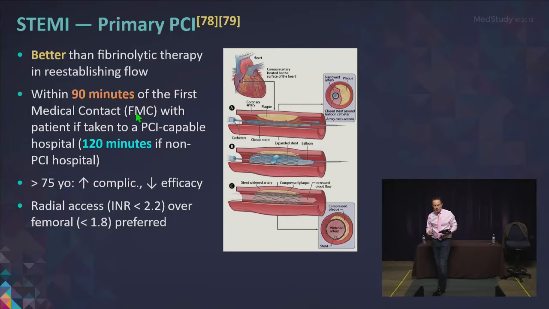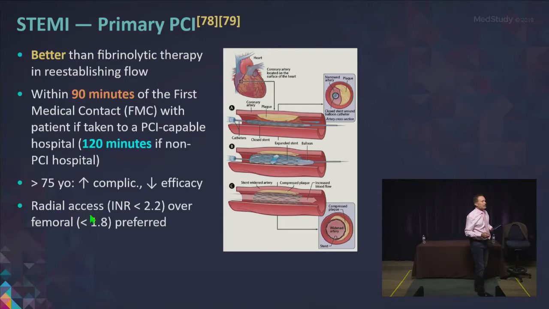So 120 minutes. And essentially what we're doing is we're finding that occlusion, we're bumping the clot out or sucking the clot out and then inflating a balloon with a stent and reestablishing very nice flow. You can see here after the stent. Now, obviously the older someone is, the more complications and the less effective it is. However, we found that we're getting better and better, and the stents are getting better and better as well.